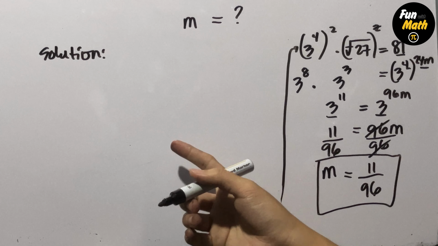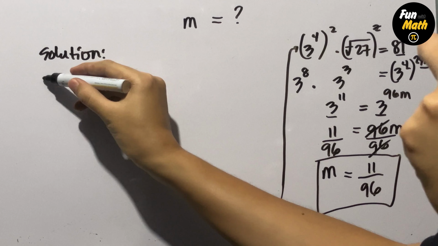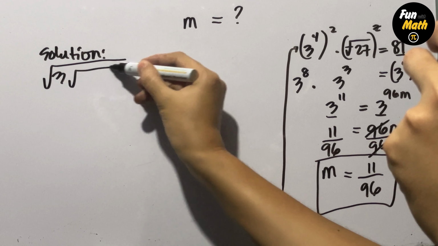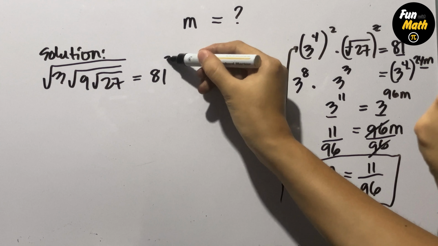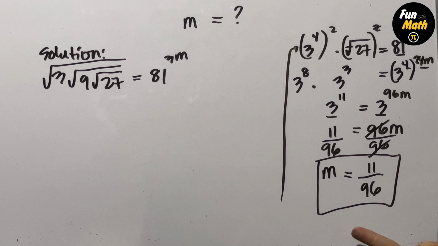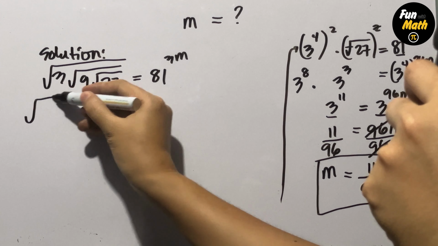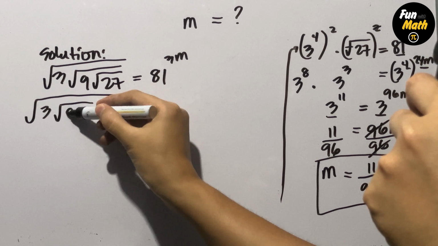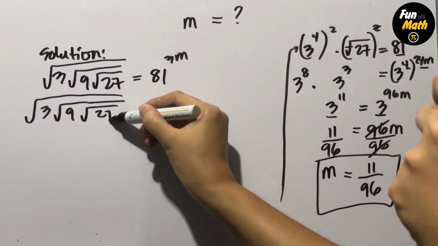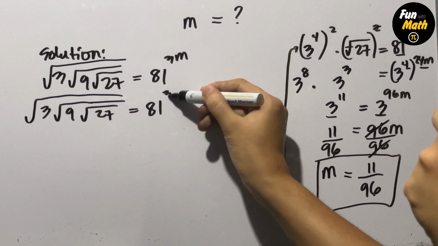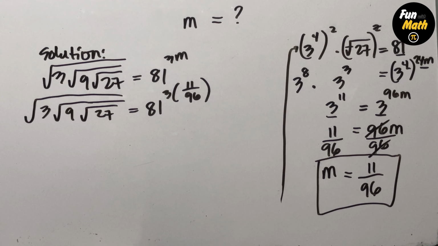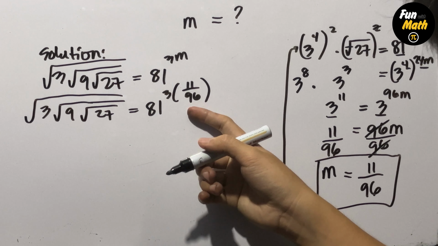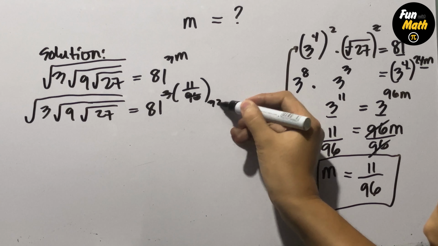Now to check, let's use our original equation. Square root of 3 under root of 9 under root of 27 is equal to 81 to the power of 3m. And the value of m is equal to 11 over 96. So this is square root of 3 under root of 9 under root of 27 equals 81 to the power of 3 times 11 over 96. We can use the cancellation. 3 over 96, that is 32. This is 1.